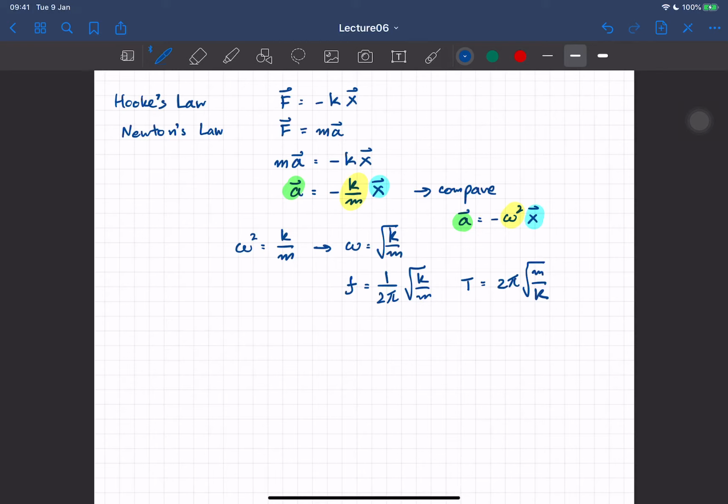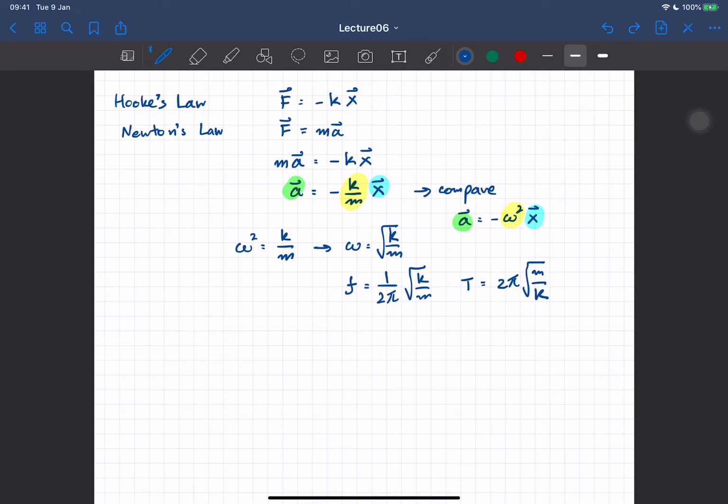So this is usually the way for you to figure out, for this kind of system, what the oscillation frequency is. Try to put it in this form, and then you can read off omega right away.